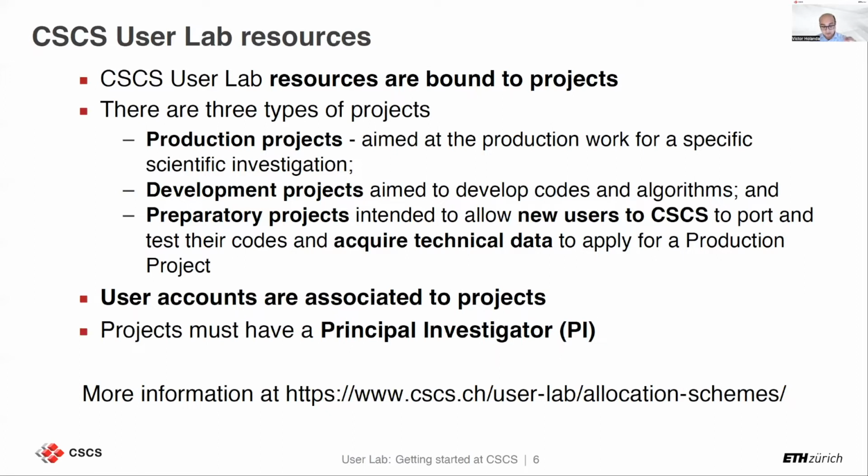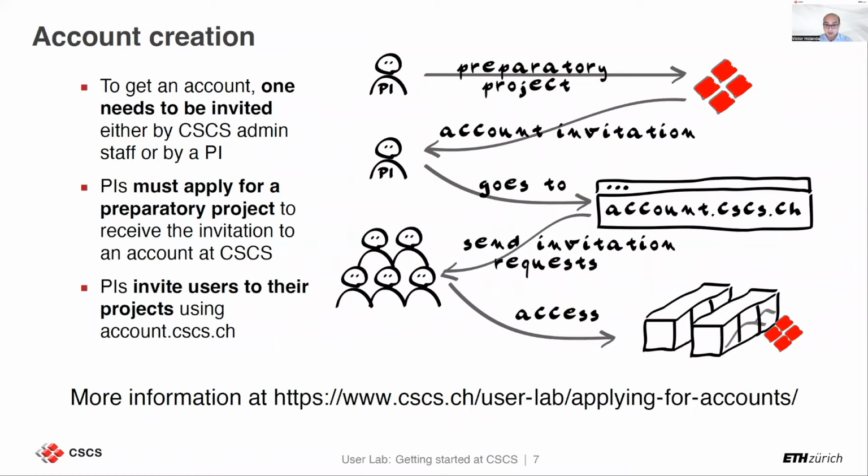All user accounts are associated with a project. You cannot have an account that doesn't belong to a project, so you have to get a project first. To apply for a project, you must be what we call a principal investigator. The principal investigator for the User Lab is someone with either a PhD or a professorship at a university. You can get more information about the requirements of our allocation scheme on the website.